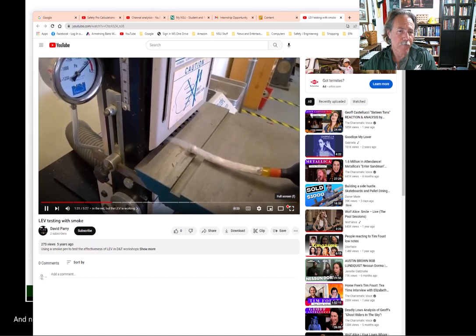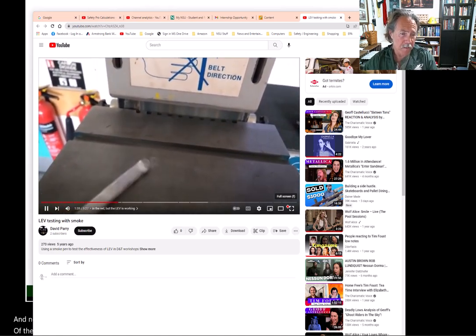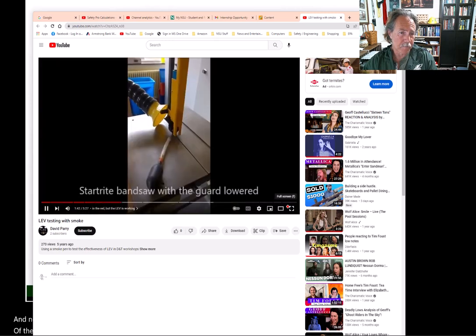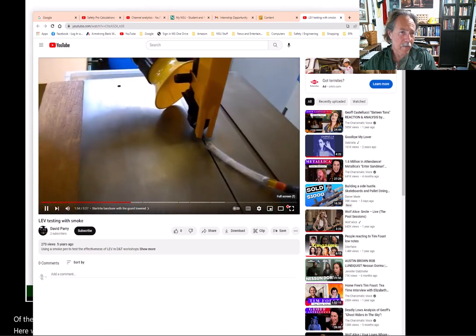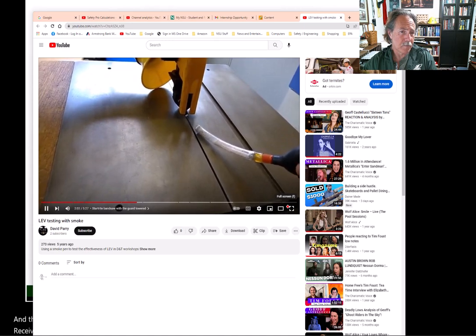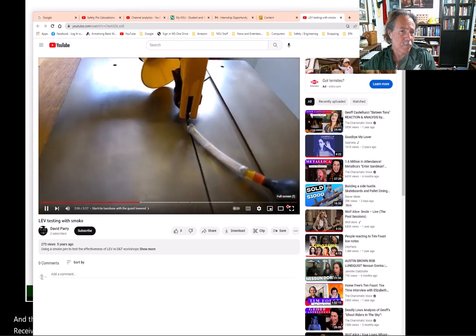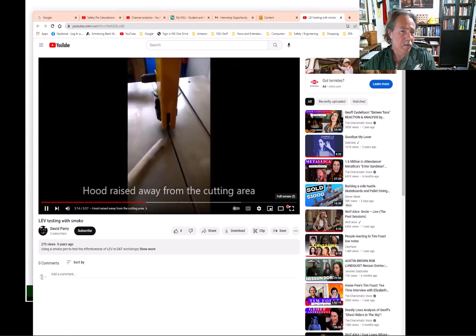And notice he's going back and forth across the face of the sander and at different distances away from the sander just to assess the capture range. Here we have a bandsaw, and they have a flexible, movable receiving hood. They're testing the system with the hood in various locations. Notice the smoke being sucked up into the inlet there.